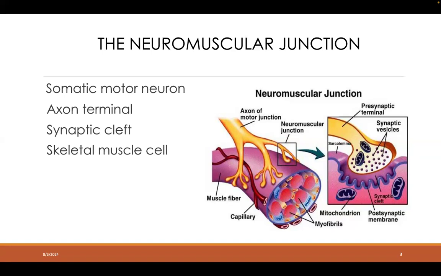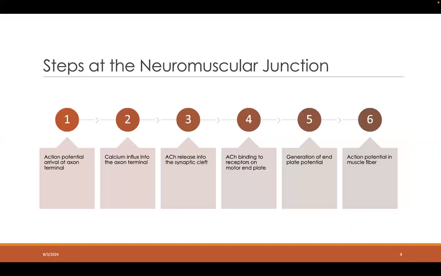If the EPP is strong enough, it will trigger an action potential in the muscle fiber. If the EPP reaches the threshold, it initiates an action potential that propagates along the muscle fiber, which is the sarcolemma, and down the T tubules. This action potential leads to the release of calcium from the sarcoplasmic reticulum, ultimately causing muscle contractions.